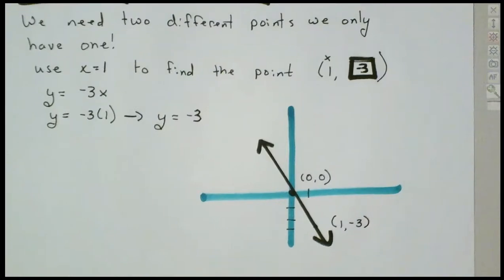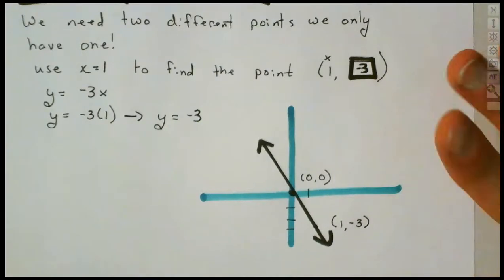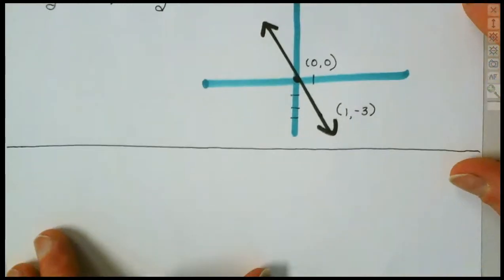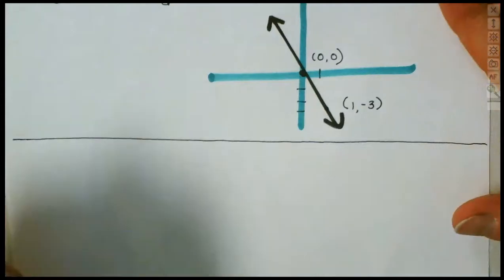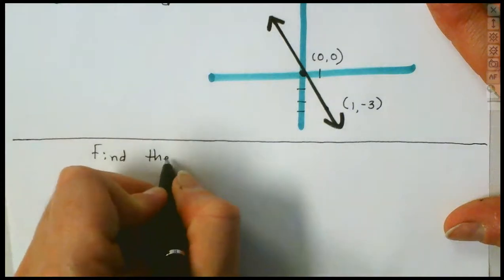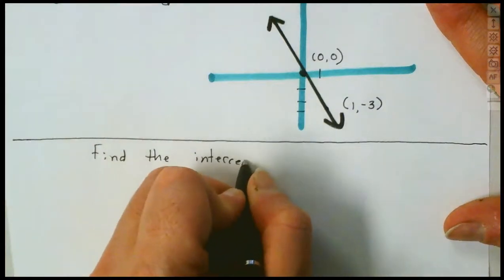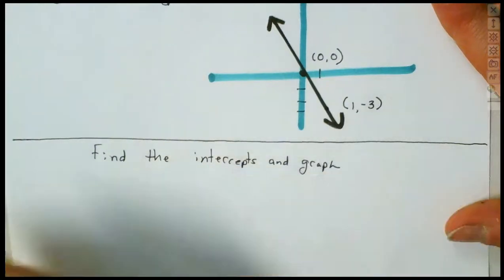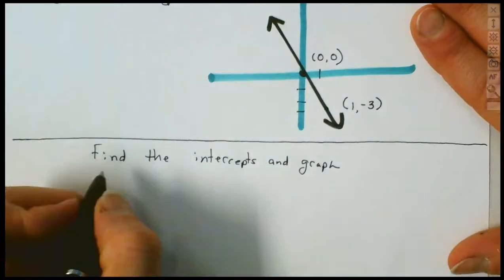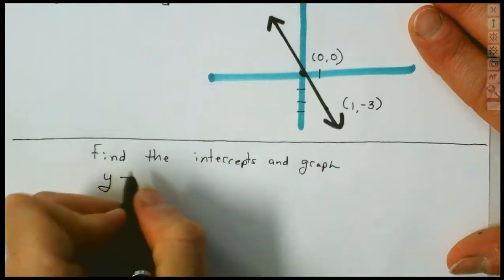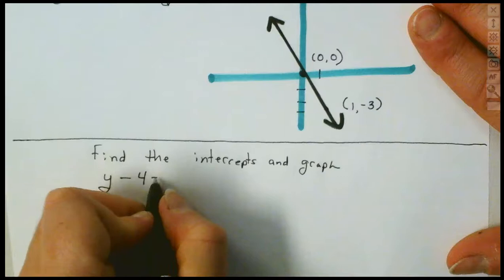Now let's look at one of these where we're just going to graph it, because we really can't make our table. We're going to try to find the intercepts and graph here. y minus 4 equals 0.